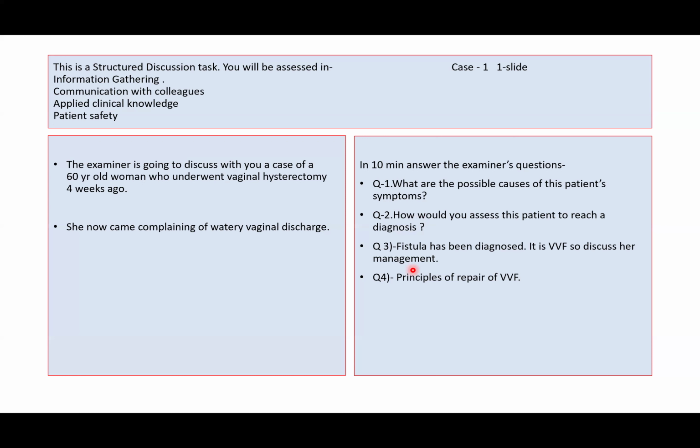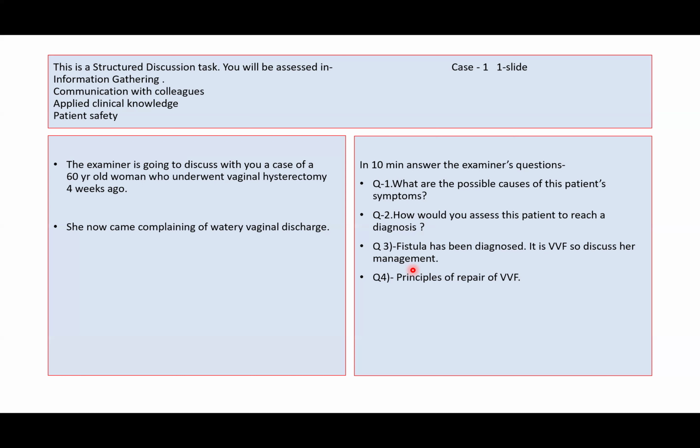For that, I will give the patient antibiotic and analgesia, and also for any skin excoriation, give emollient and barrier creams, and put the catheter for at least 12 weeks. And after the 12 weeks, we will call the patient for follow-up. And before removal of the catheter, we will do the retrograde cystogram.